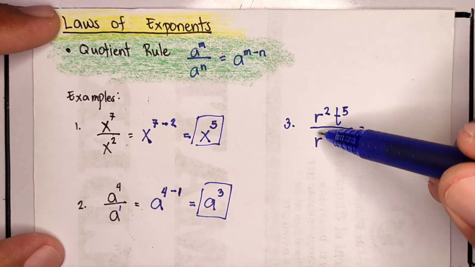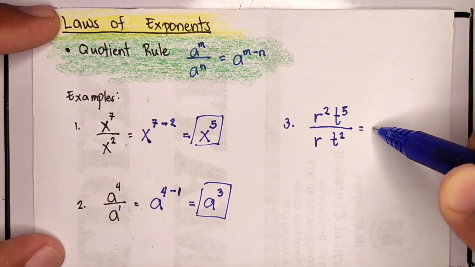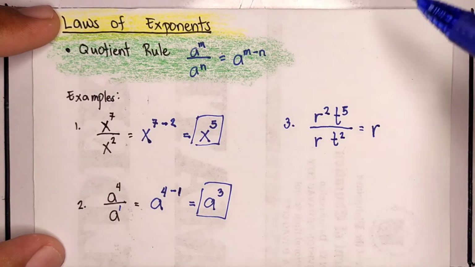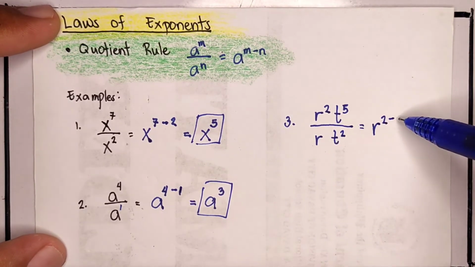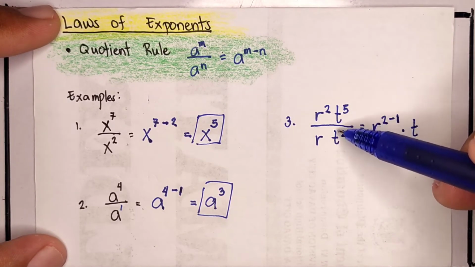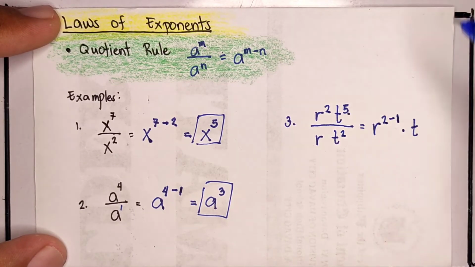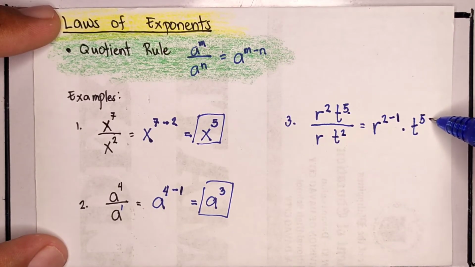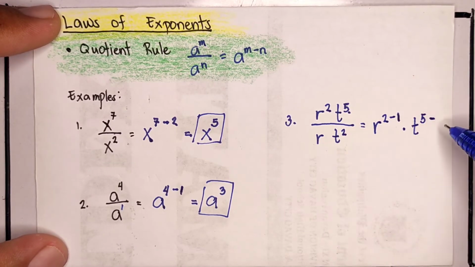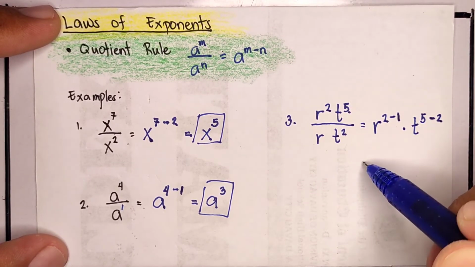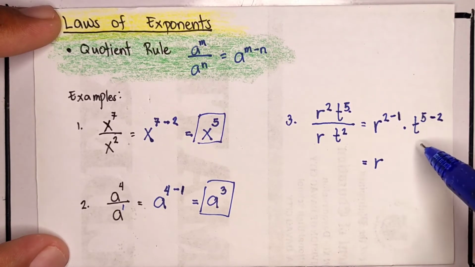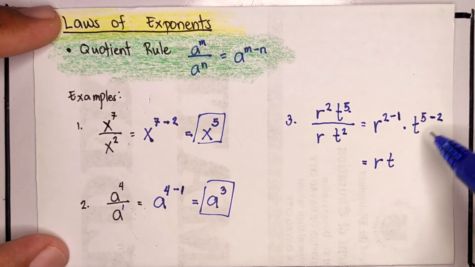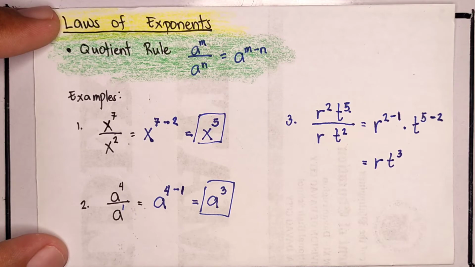First, we have here the same base, which is r. Let's write that, r. Then, the exponent of our numerator is 2 minus the exponent of our denominator, which is 1. The second literal coefficient here, the variable, is t. Then, the exponent of the numerator is 5 minus the exponent of the denominator, which is 2. Then, you will have here r, 2 minus 1 is 1. Then, we have here t, 5 minus 2 is 3.